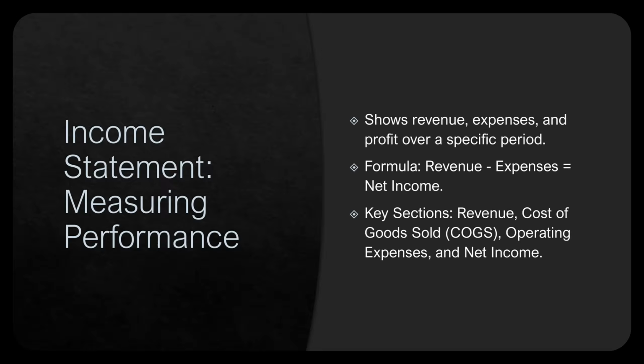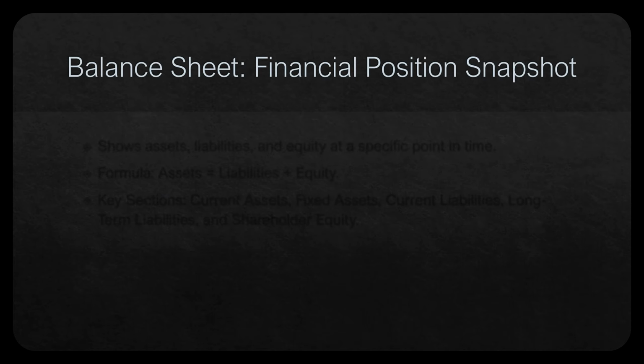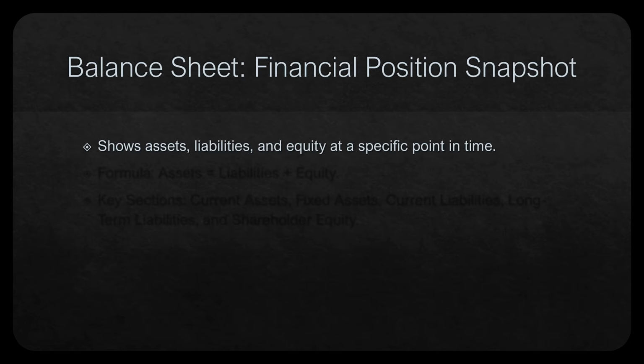So our next financial statement is the balance sheet, the financial position snapshot. The balance sheet shows assets, liabilities, and equity at a specific point in time. So while the income statement can show a range of time, months, days, weeks, years, the balance sheet shows a specific point. It's like taking a picture. Whatever happened at that specific moment, that is what the balance sheet shows.